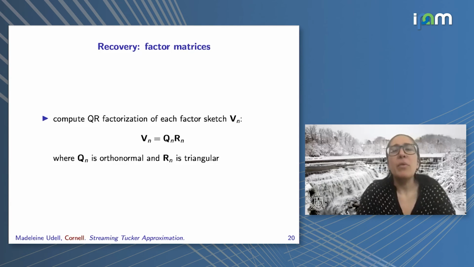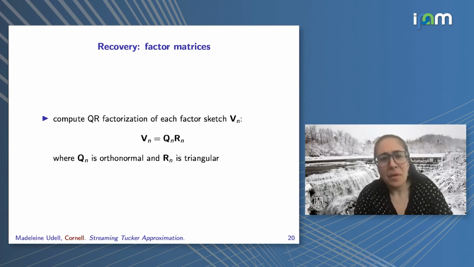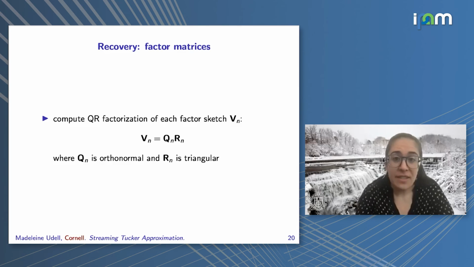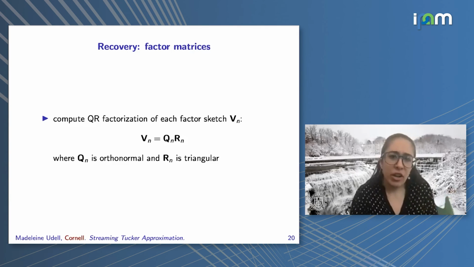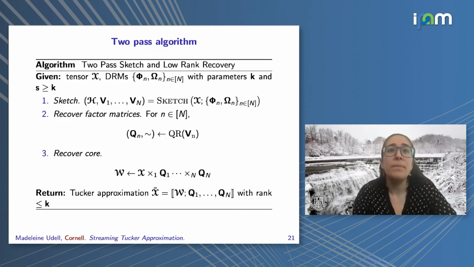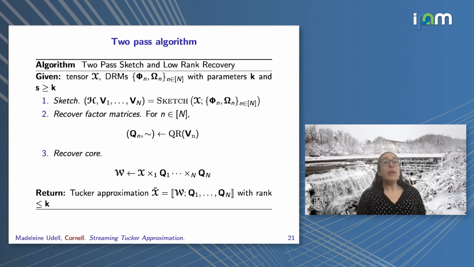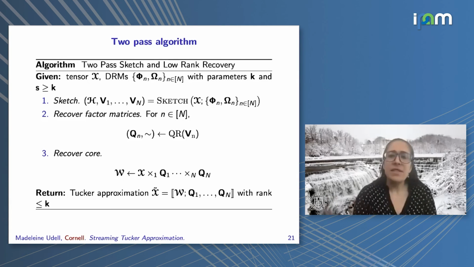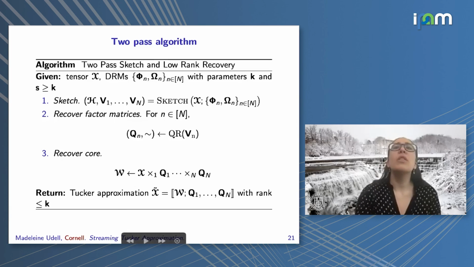So let's talk about how we recover the factor matrices from these sketches. Essentially, what we said is that the range of the nth unfolding of our tensor is the same as the range of this factor sketch, Vn. So all we have to do is compute its range. The way that we do that is we use the QR decomposition. You can also use a truncated QR decomposition in order to truncate the rank of your Tucker approximation to whatever you'd like. So this already gives a two-pass algorithm, which is kind of the same as what I told you before.